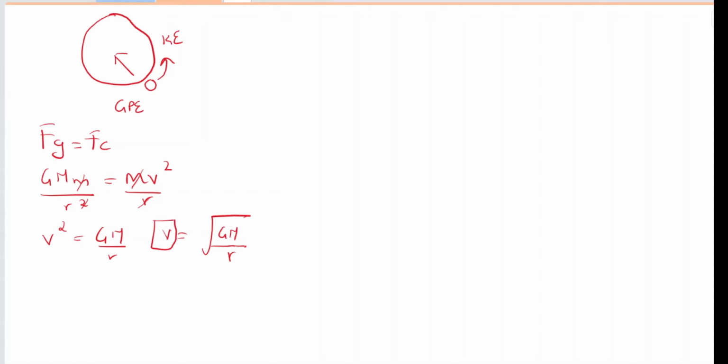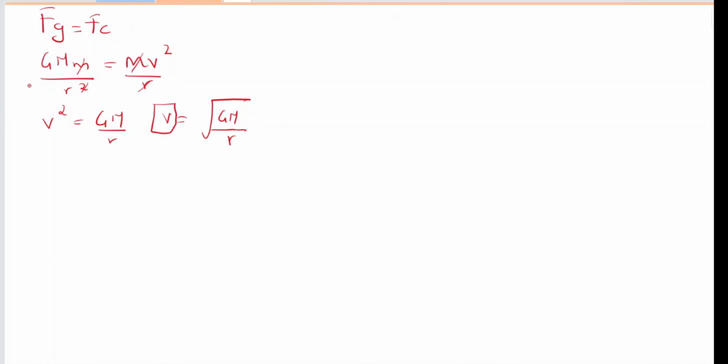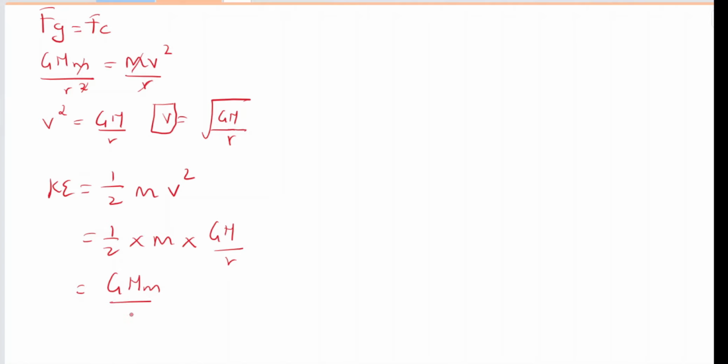This is because the equation for kinetic energy is half mv squared, right? So kinetic energy equals half mv squared. So we can plug this v into this equation and get the equation for the kinetic energy. So we get half times m times v squared, which was GM over R. So we find out that the kinetic energy is given by GMm divided by 2R.